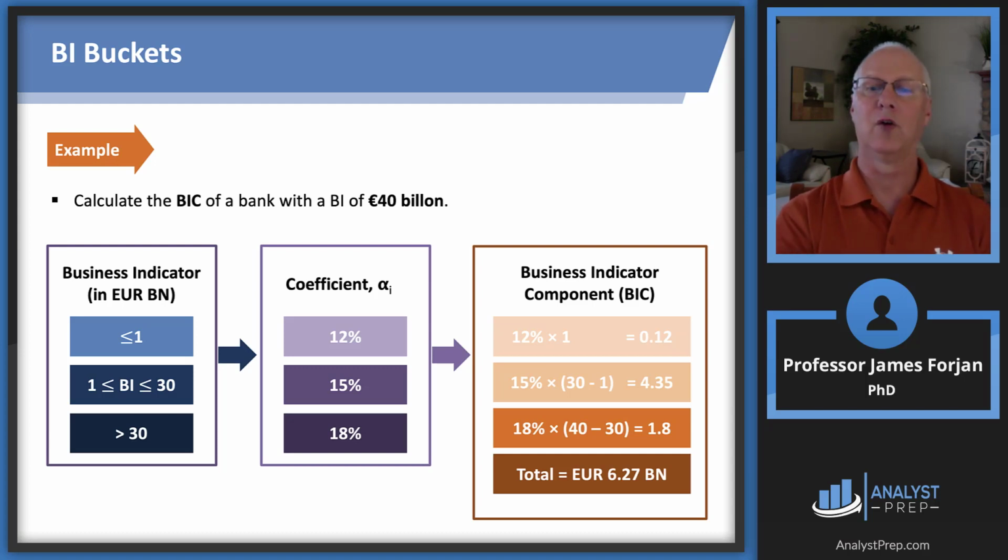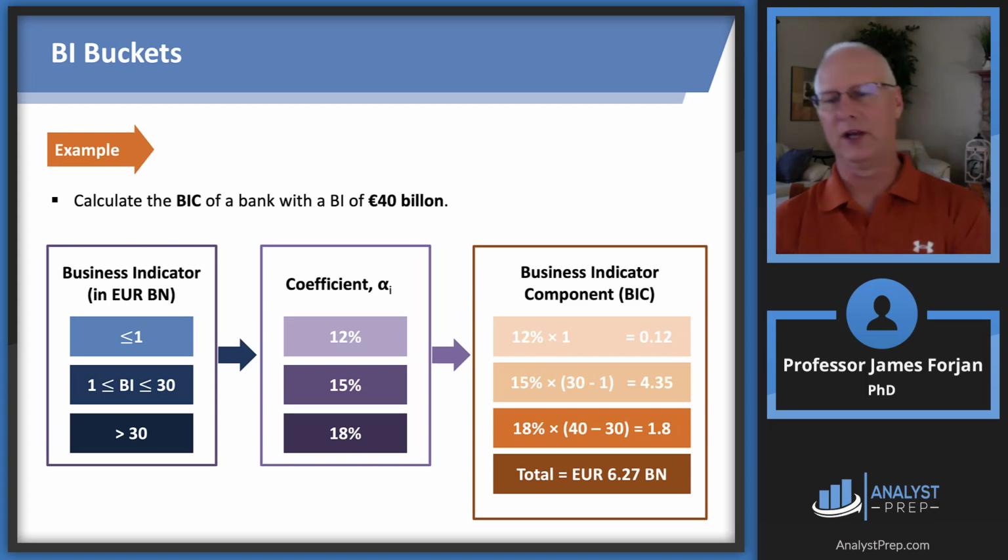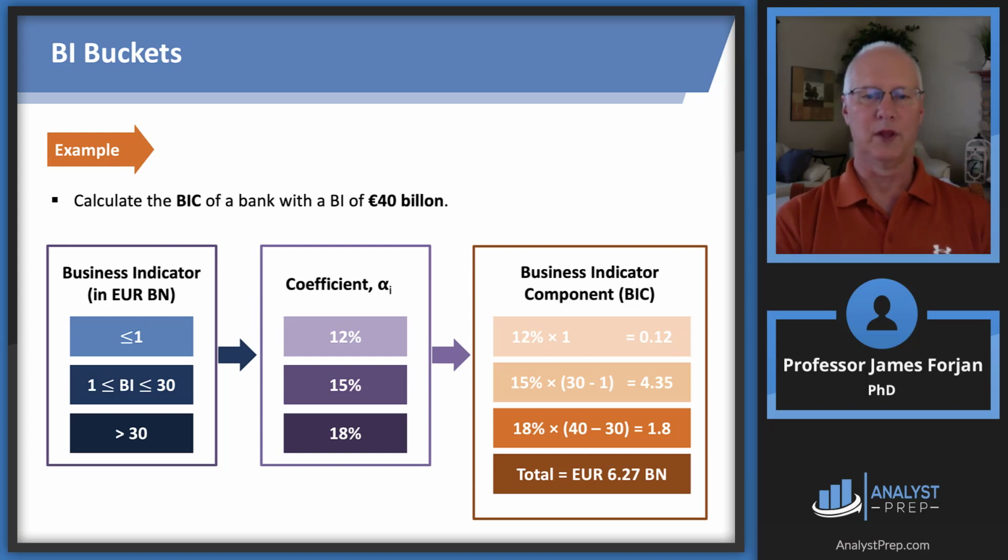So what are we going to do? We're going to go from 1 to 30 in our second bucket. So that's 29 billion. Multiply that by 15%, we get the 4.35. What's that? Relatively light orange, and then we go down to the regular orange. So we're going to take 40 minus 30, right? We did the first 30: we did 1, then we did 29. So we're up to 30, then we have to do the final 10. That's why I have 40 minus 30 over there, times the 18%. That gets us 1.8. So you sum those, and you get 6.27 billion euros for the business indicator component.